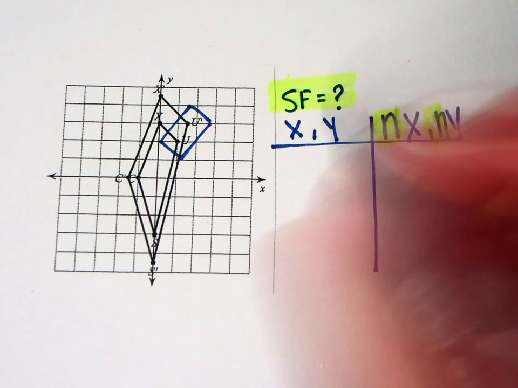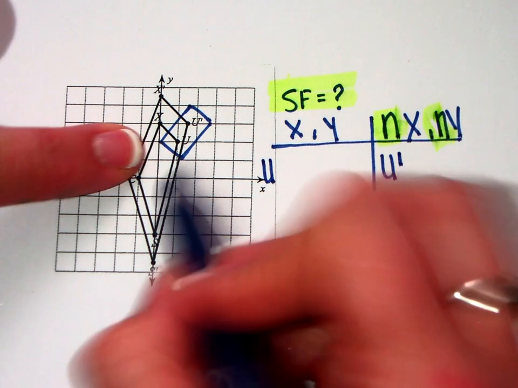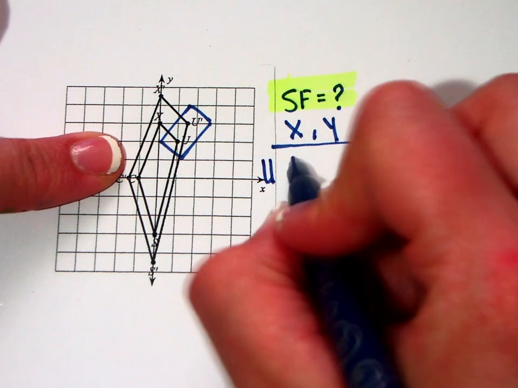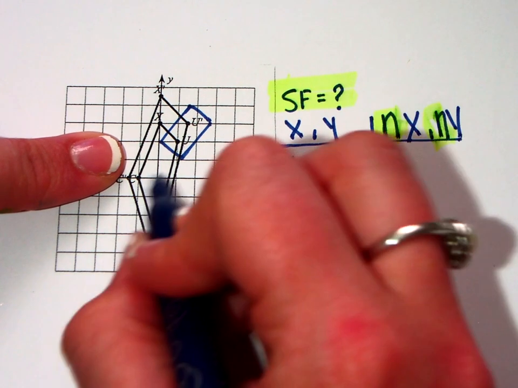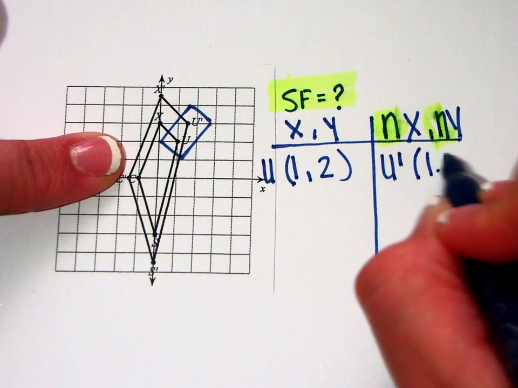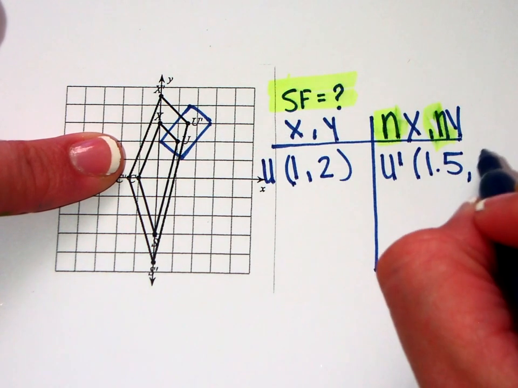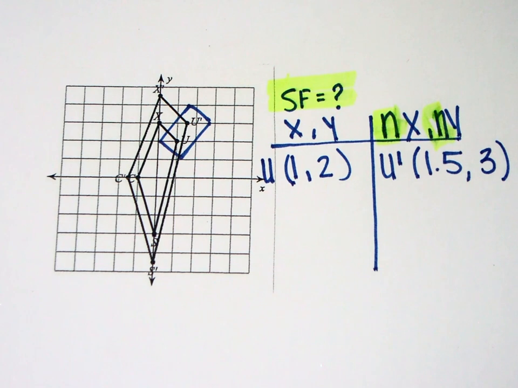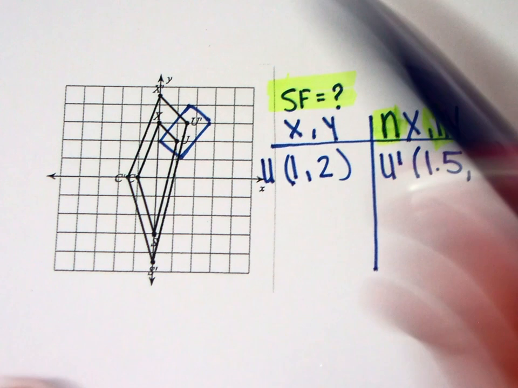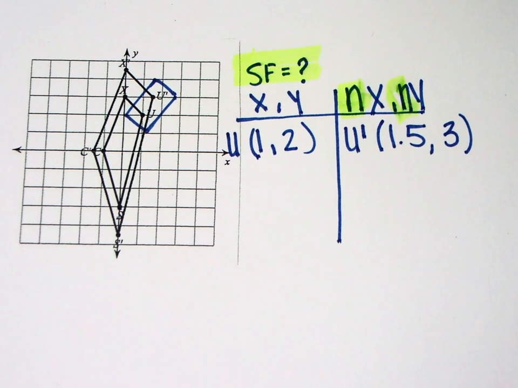So the first thing you're going to do is pick your points, U and U prime. So U is listed at 1, 2. U prime is listed at about 1.5, comma, up 1, 2, 3. Okay? What you're trying to do is figure out what you multiplied by. So make sure you're not using zeros. That's kind of why I didn't pick these points. We don't want to work with 0 because anything times 0 is 0.